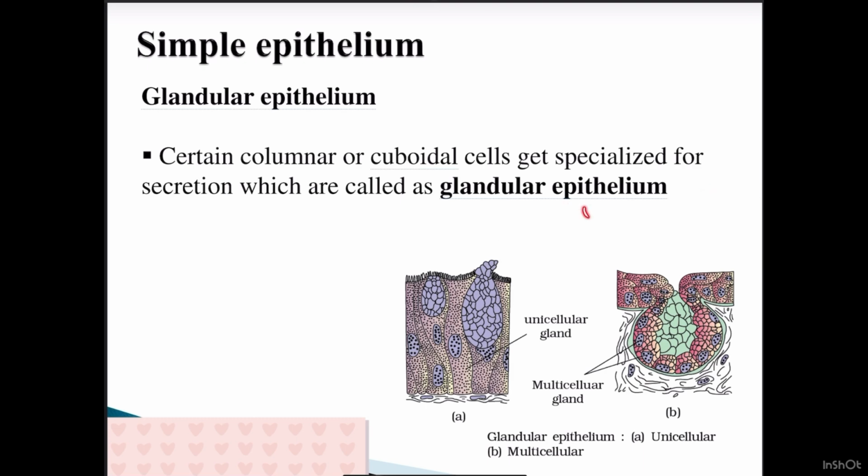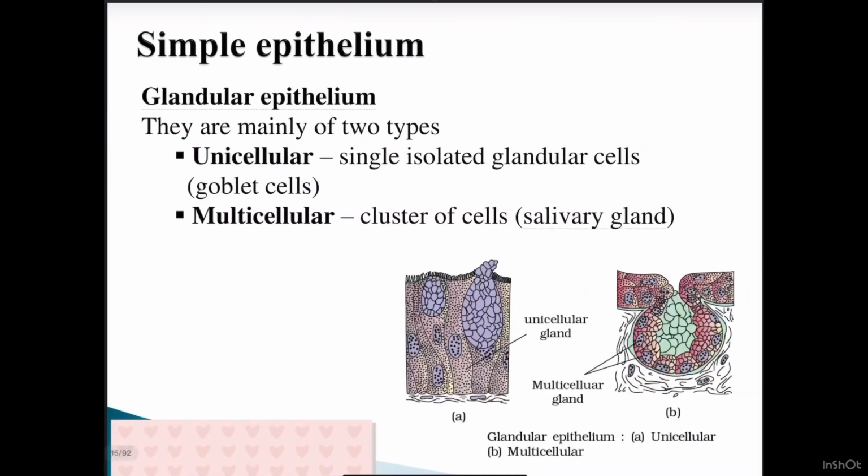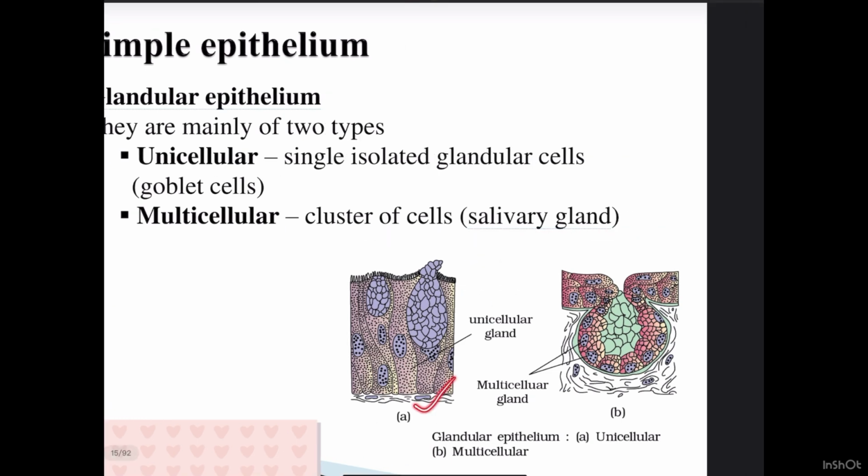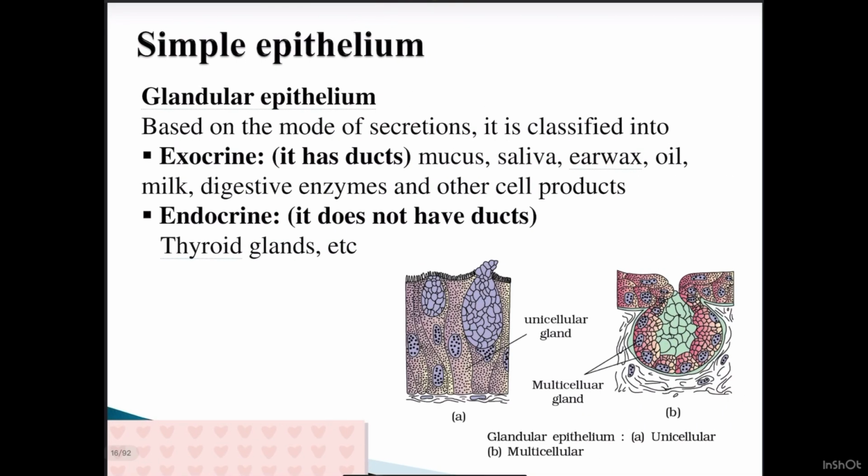Unicellular gland, the best example is the goblet cell or goblet gland. In the unicellular gland, a single isolated cell acts as a glandular cell, that's a goblet cell. And multicellular glands are a cluster of cells together, like the salivary glands. Under simple epithelial tissue, the glandular epithelial tissue, based on the mode of secretion, is again divided into 2 types. One is exocrine gland, another one is endocrine gland.